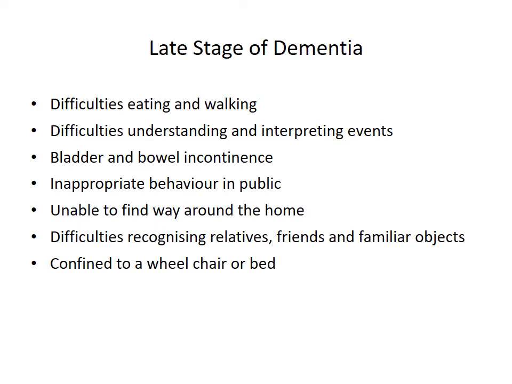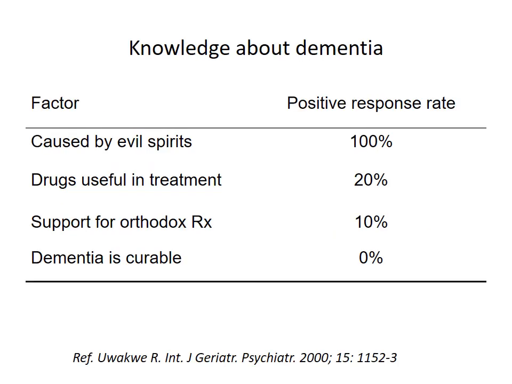In the late stages, the disease is very terrible. The person is more or less dehumanized. They have problems with eating and walking. They have problems with understanding events. They are incontinent of urine and stool. They behave inappropriately in public and they lose their way around. And sometimes they are confined to a wheelchair or bed and then develop complications, just like the ones I described for stroke, can also be developed by them, and so they then have terminal disease that will worry individuals.